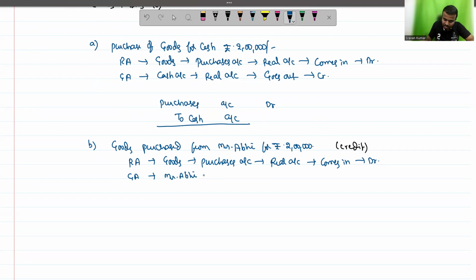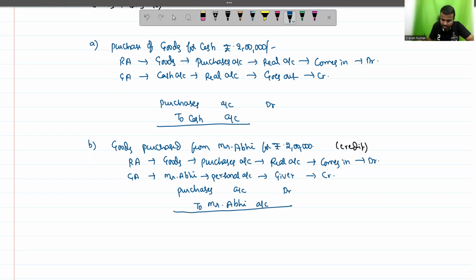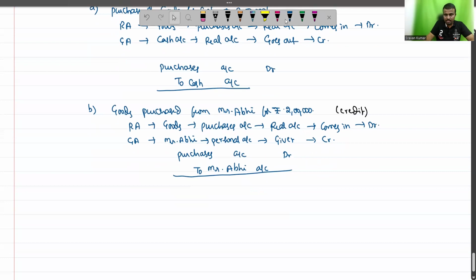Here the giver is nothing but Mr. Abhi. Abhi is a personal account. What is the rule for personal account? Debit the receiver, credit the giver. So Abhi is a giver, so his account is credited. So what is the journal entry? Purchases account debited to Mr. Abhi account. Okay. Next.